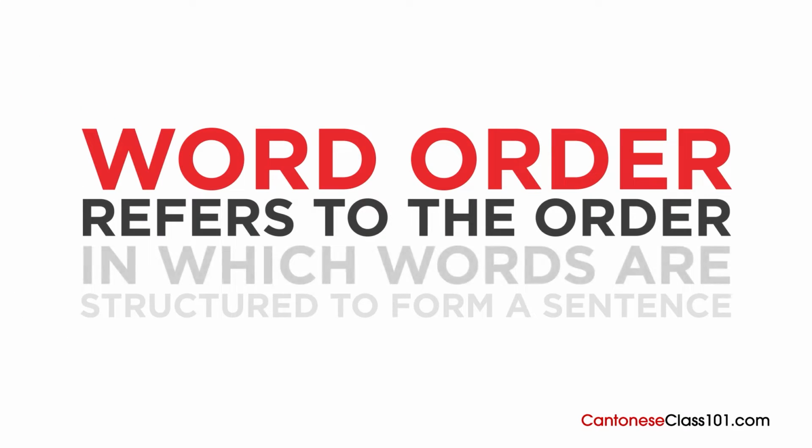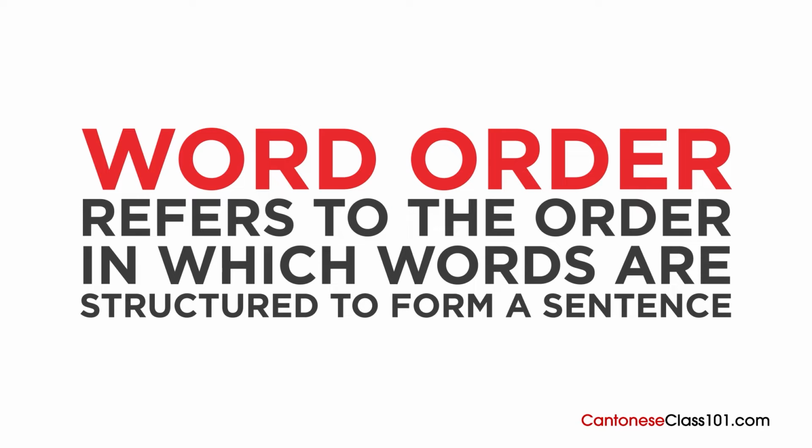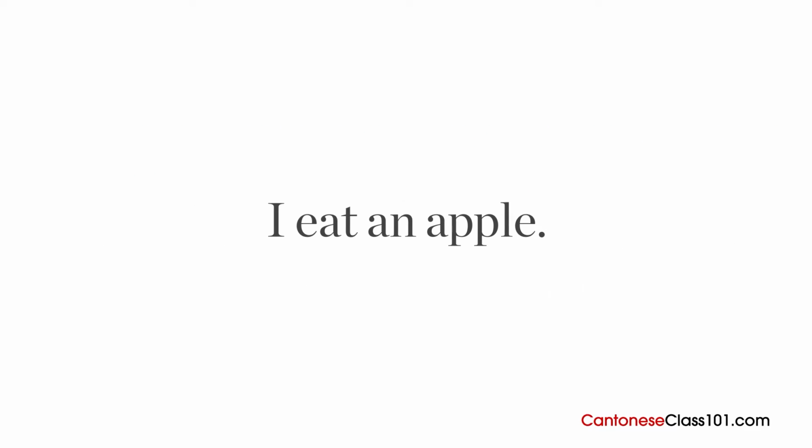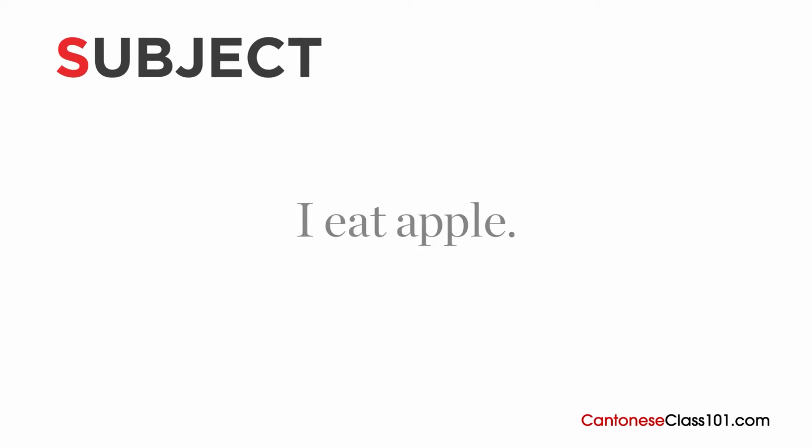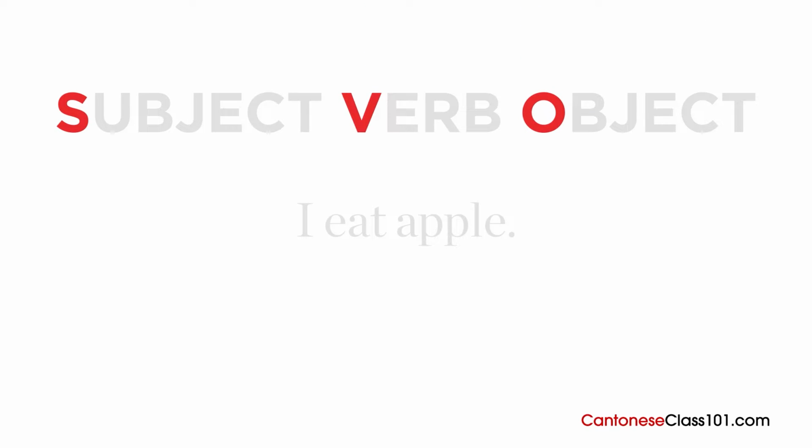Word order refers to the order in which words are structured to form a sentence. Consider the English sentence, I eat an apple. But first, let's remove the article an here for simplicity. We're left with just, I eat apple. The basic word order for English is subject, verb, object, or SVO for short.